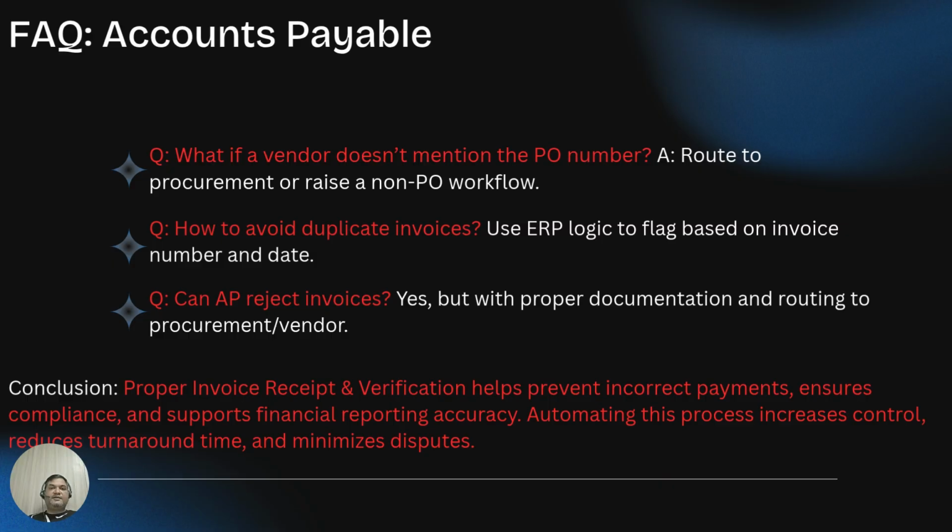is being rejected. So finally, conclusion of this video: the proper invoice receipt and verification process helps prevent incorrect payment, ensure accuracy, and support financial reporting accuracy. Automating this process increases controls, improves the turnaround time, and minimizes the disputes.